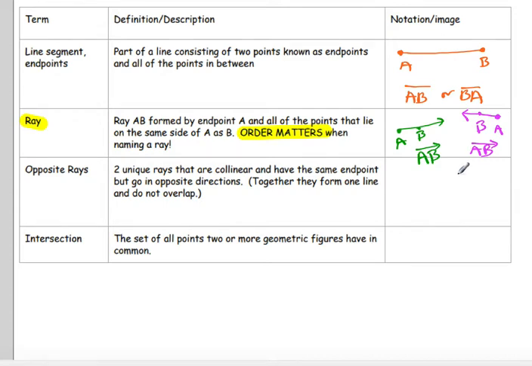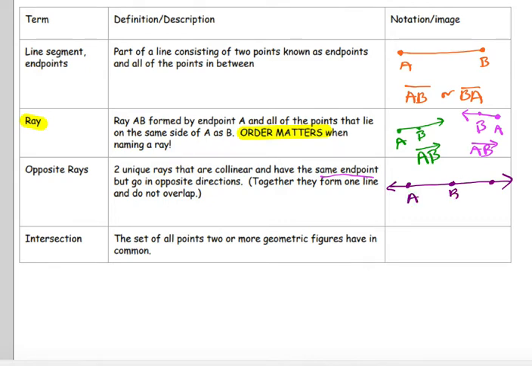Opposite rays are 2 unique rays that are collinear and have the same endpoint but go in opposite directions. Same endpoint is important. AB and BA would not be opposite rays because they do not begin at the same endpoint. And together they form one line, not an angle. They form a straight line. Be careful that you don't make them form an angle. So if I want to find them in an image, I just look for a line that has 3 dots on it. Has to have 3 to make a pair of opposite rays.